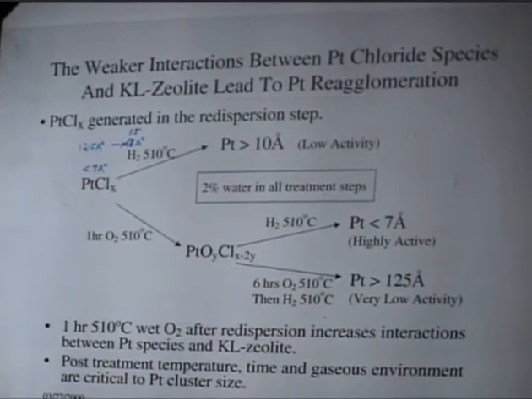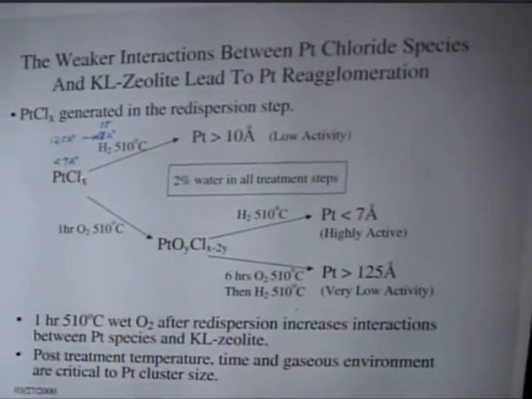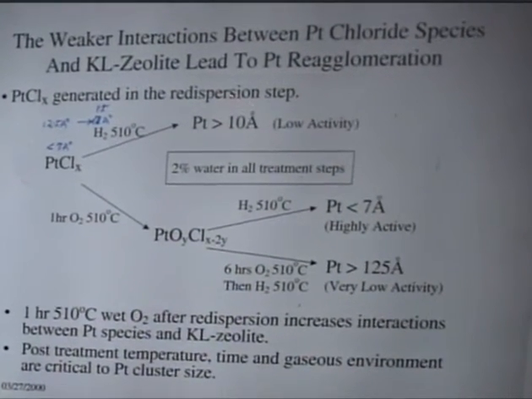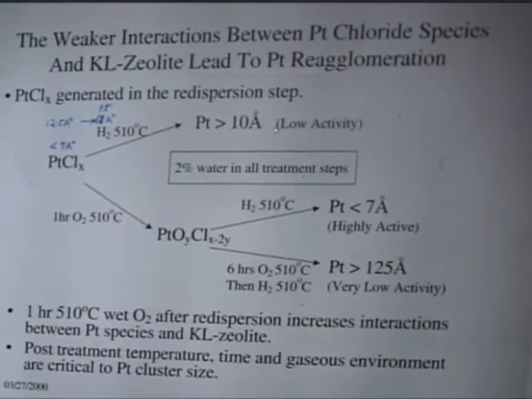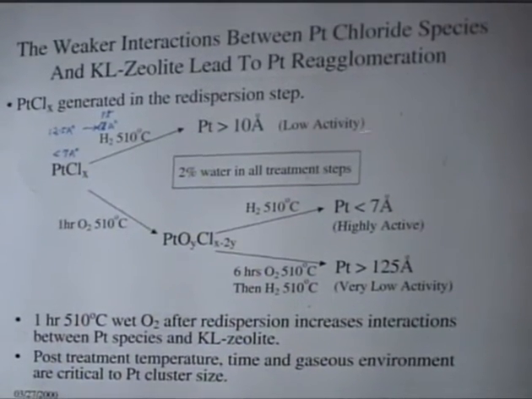And now if we start with this highly dispersed, but if we don't do oxygen treatment, it goes for a direct hydrogen reduction, we show you a 10 angstrom particle afterward, greater than 10 angstrom, and the activity test gives you a very low activity.